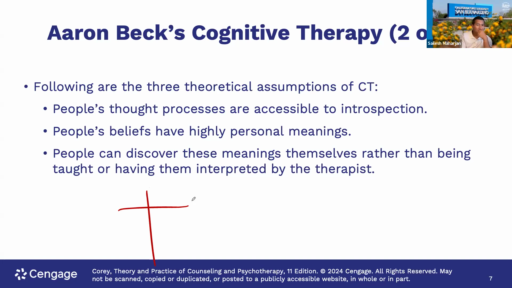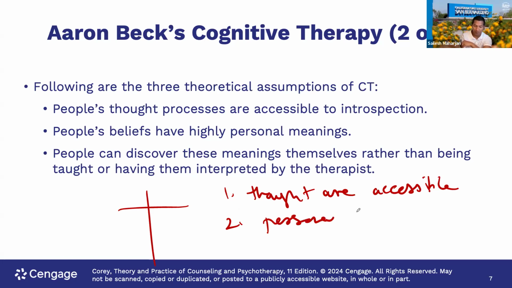Three theoretical assumptions distinguish Beck's cognitive therapy. First, people's thought processes are accessible to introspection. We can notice and examine our own thoughts. So our thoughts are accessible. Second, our beliefs have highly personal meanings that need to be understood in context. So thoughts are accessible to us and carry personal meaning, right? We can access the thought, and we can find this personal meaning.